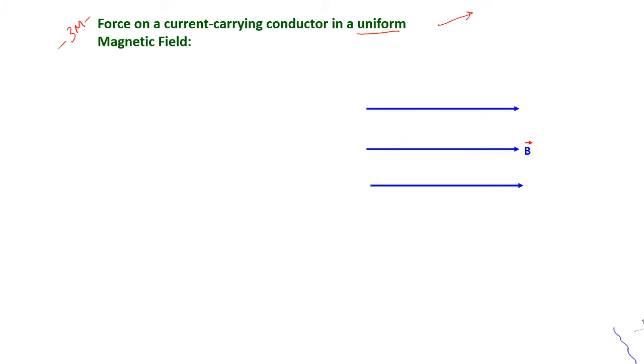If they are unequal like this, they are non-uniform. Okay. So uniform magnetic field is applied. Now I will bring a conductor. This is a conductor which is carrying a current, and the conductor has length L and A is the area of cross section, and the angle between the conductor and the magnetic field is theta over here.